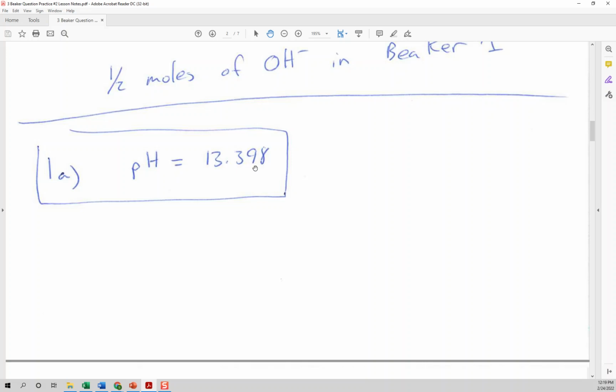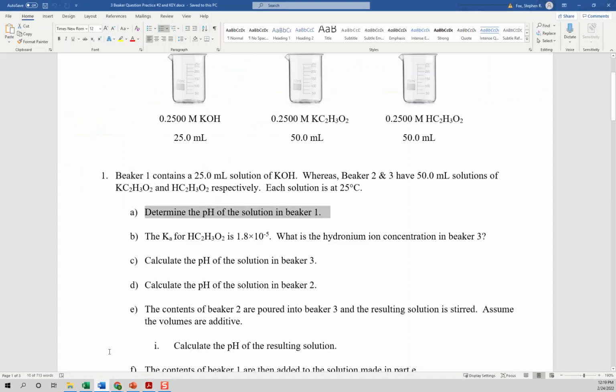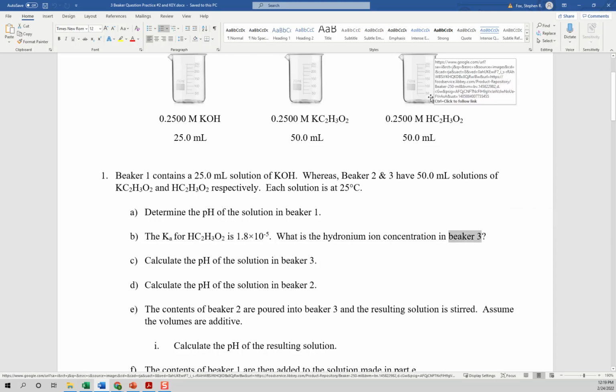Okay, so let's go to question B. Let's not get ahead of ourselves. They give us the Ka of acetic acid, and they want to know the hydronium ion concentration in beaker 3. So not necessarily the pH. We're still going to use our Ka shortcut, but we're going to stop at X. We're going to solve for X, and that is the hydronium concentration.